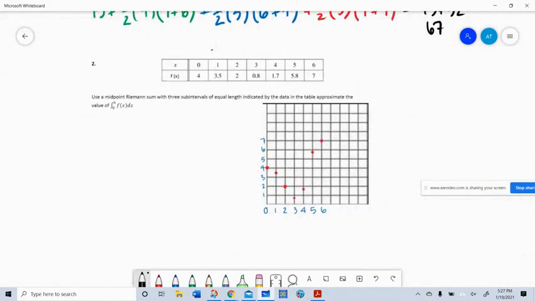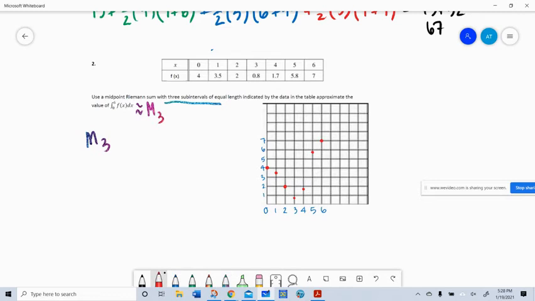Okay, scrolling down, let's have a look at number 2. Number 2 is asking us to use a midpoint Riemann sum. What I think the hard part about midpoints is that you have so many points, but you're only looking for, in this case, 3 subintervals. So we're looking to find M3. We're going to approximate this using M3. So how would we go about doing that?